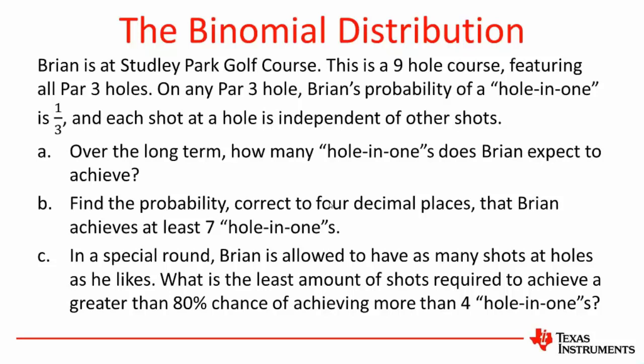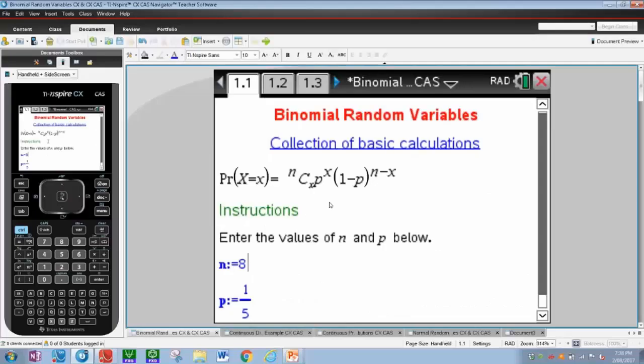And the first question that we might be asked is, over the long term, how many hole-in-ones does Brian expect to achieve? If a student looks at that question, hopefully they have a little voice in their head saying, hey, long term, expect, there are keywords in there that are really shouting out expectation or mean. So when you go to your calculator, I've got a binomial random variables notes page over here.